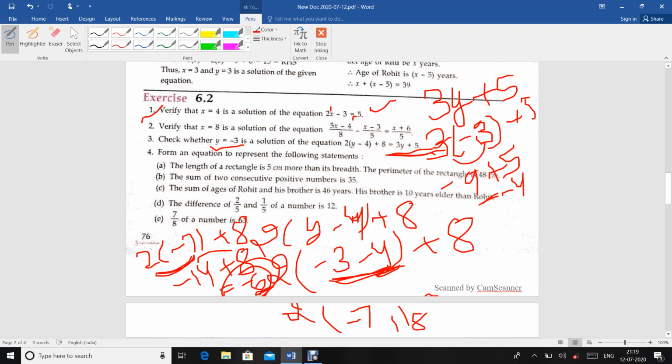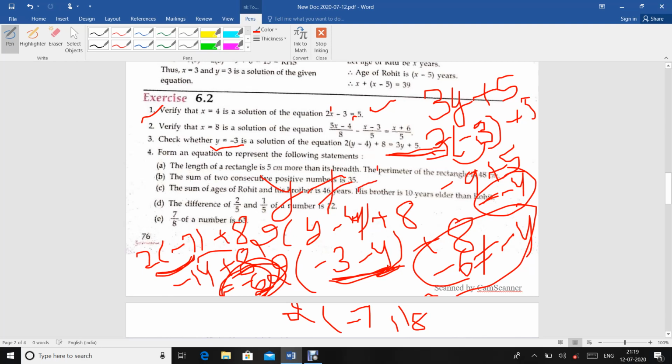On solving the left hand side you got -6, and on solving the right hand side you got -4. -6 does not equal -4, so this means y is equal to -3 is not the solution for this equation. See the next question, and the question is question number 4.